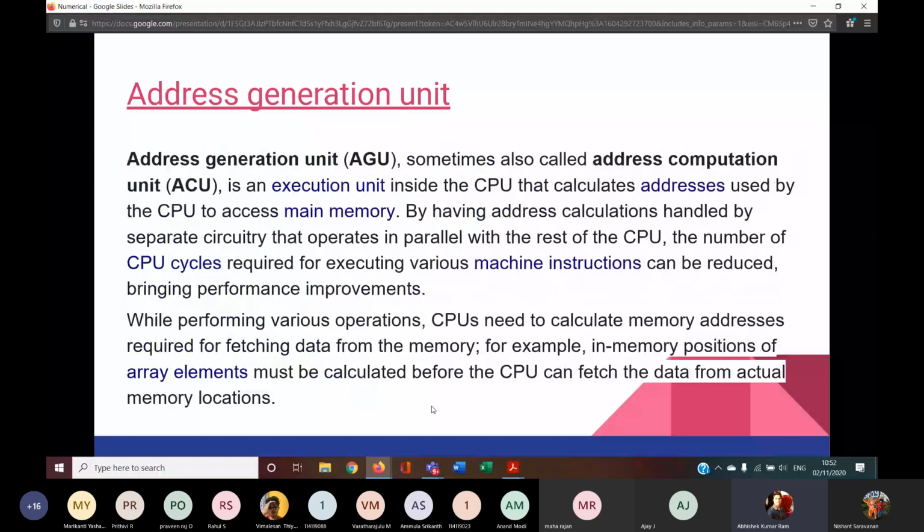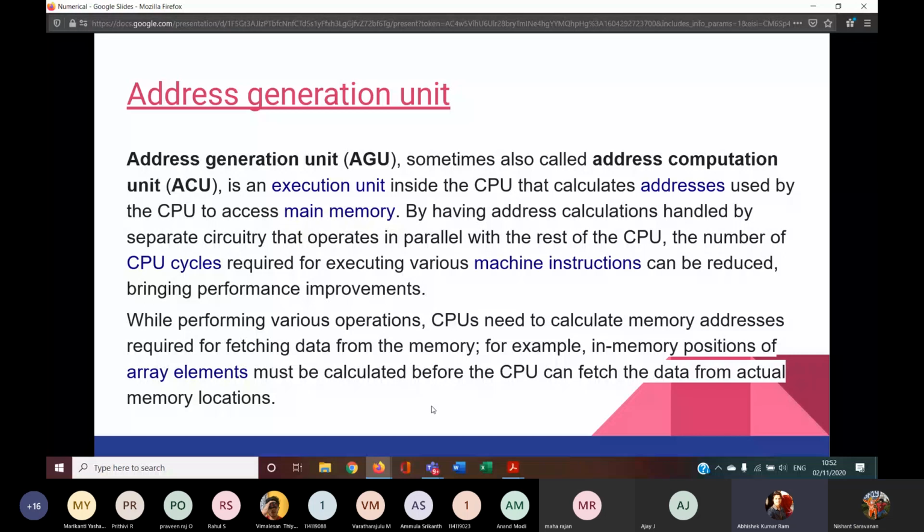Next slide, please. The address generation unit. The address generation unit, sometimes also called the address computation unit, ACU, is the execution unit inside the CPU that calculates addresses used by the CPU to access main memory. It does this by having address calculation handled by separate circuitry that operates in parallel with the rest of the CPU.